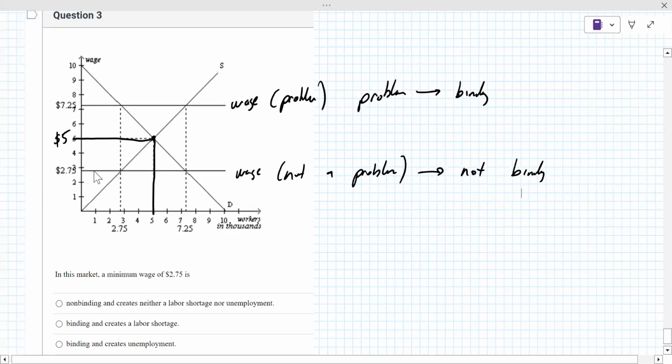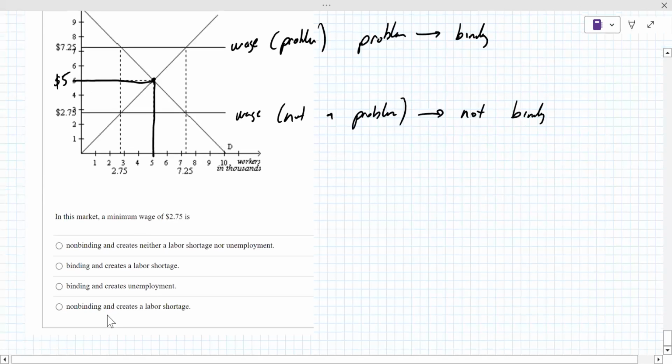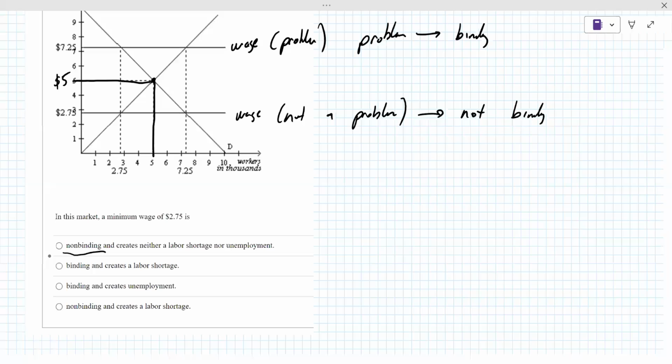So in this case, because the equilibrium wage is 5 and the minimum wage is 2.75, which is down here, it's okay. We're just good employers. So it's non-binding. And because we're at the equilibrium, we're in good shape. There's no labor shortage or unemployment. Shortages occur when it's binding, or surpluses. Shortages and surpluses come from binding situations.